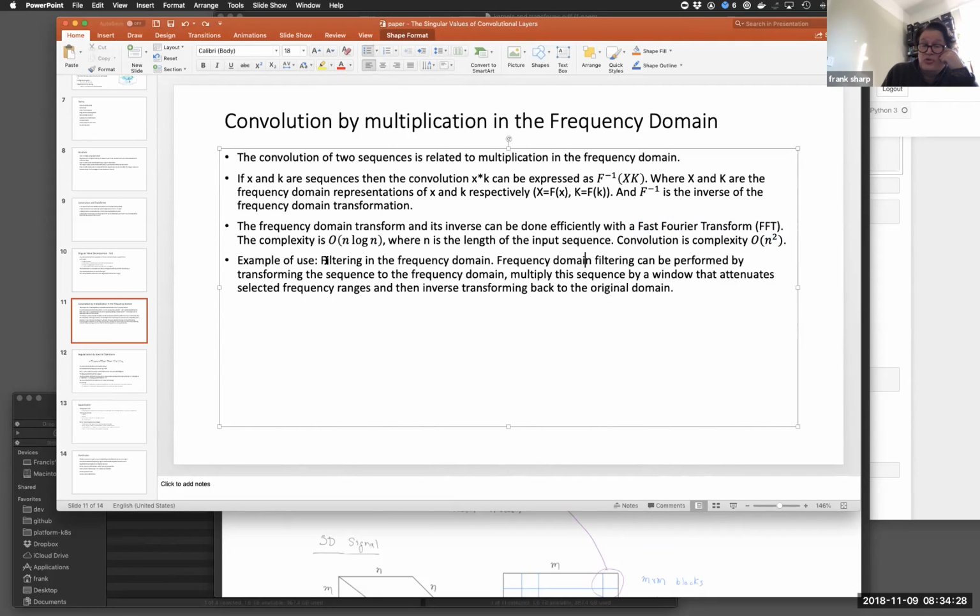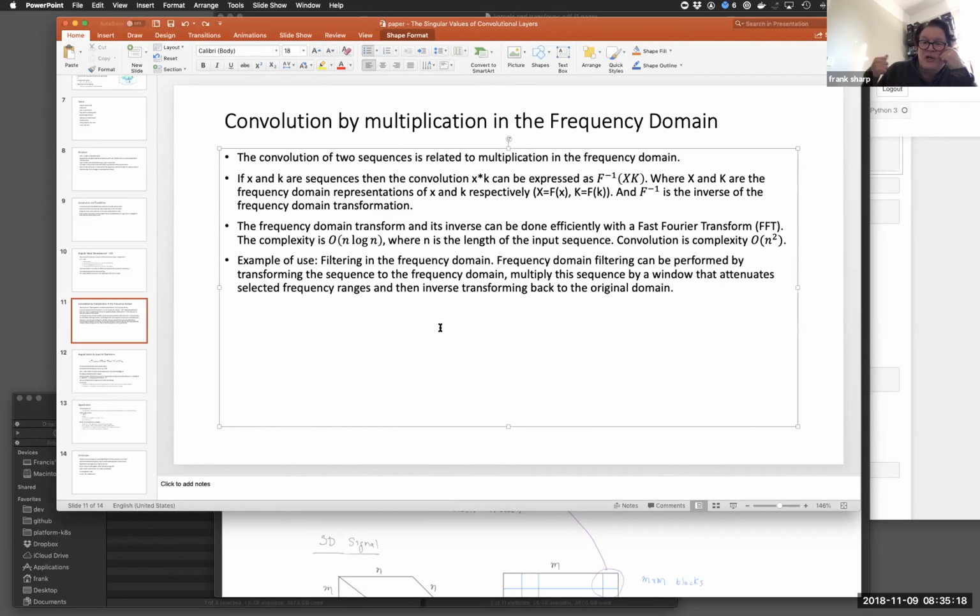Here's an example of the use that I've mentioned before. It's called filtering in the frequency domain. We can transform the sequences to the frequency domain, multiply the sequence by a window that attenuates selected frequencies, and then inverse transform back. That has been used for maybe 100 years or a real long time. You can think of audio, for example, a one-dimensional signal. You can transform the audio signal into its spectrum, and then you can selectively attenuate spectral components, and then transform it back.